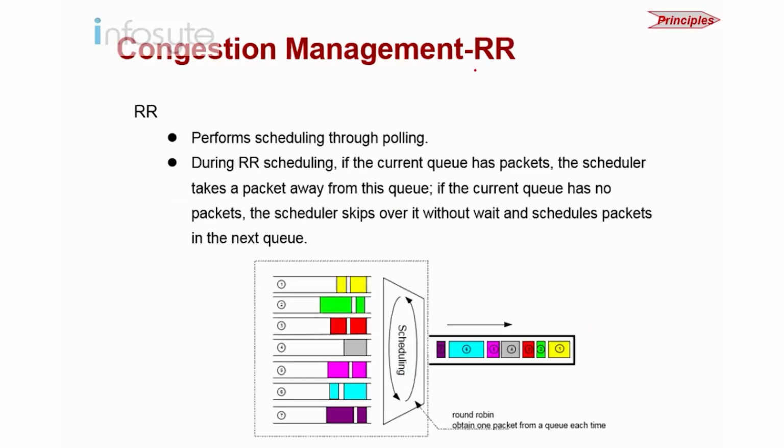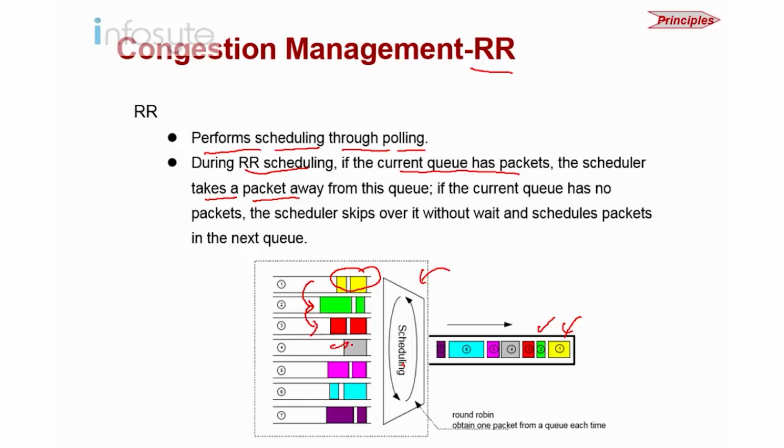The second congestions management will be round robin or RR. Okay, so RR performs scheduling through the polling. So here we have a schedule, so that means that it is time based. So during the round robin scheduling, if the current queue has packets, the scheduler will take the packet away from the queue. So for example, you can see that yellow on queue number 1, yellow will be queued here. Then once the yellow queue is already taken away, there is no more queue behind here, then it goes into the next queue, which is the green color. So once you finish the green, it will go into the red color. So it's actually based on the sequence of round robin.